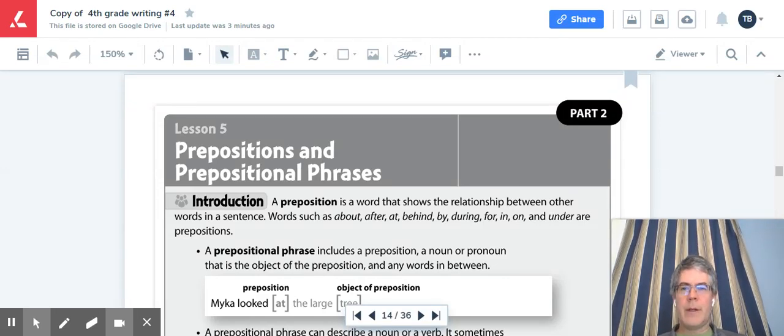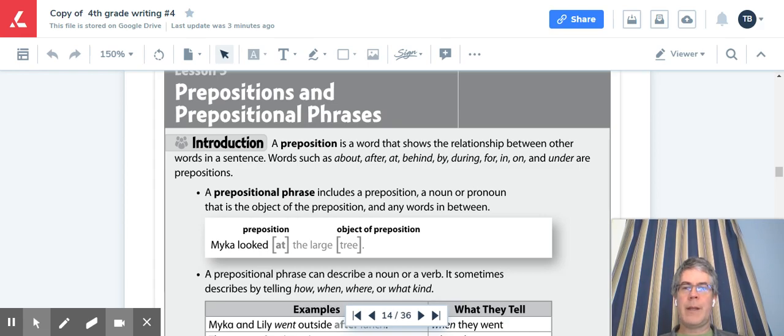We're reviewing grade 4 writing, prepositions and prepositional phrases. And this is part 2 of the work for today. Again, in part 1, you have the journal entry, which you can make your own entry or you can use the prompt that they give you. But I encourage you to make your own journal entry and use that as a time to write about how things are going for you.